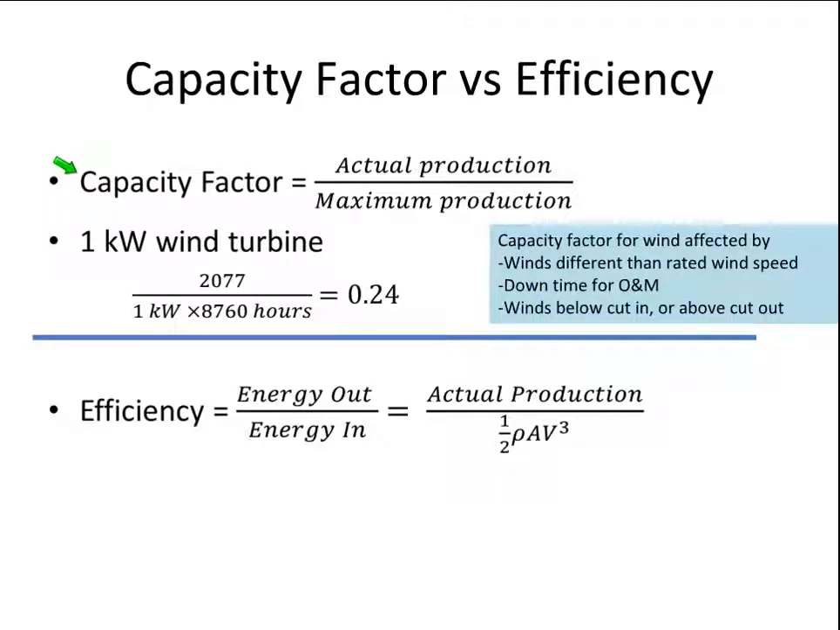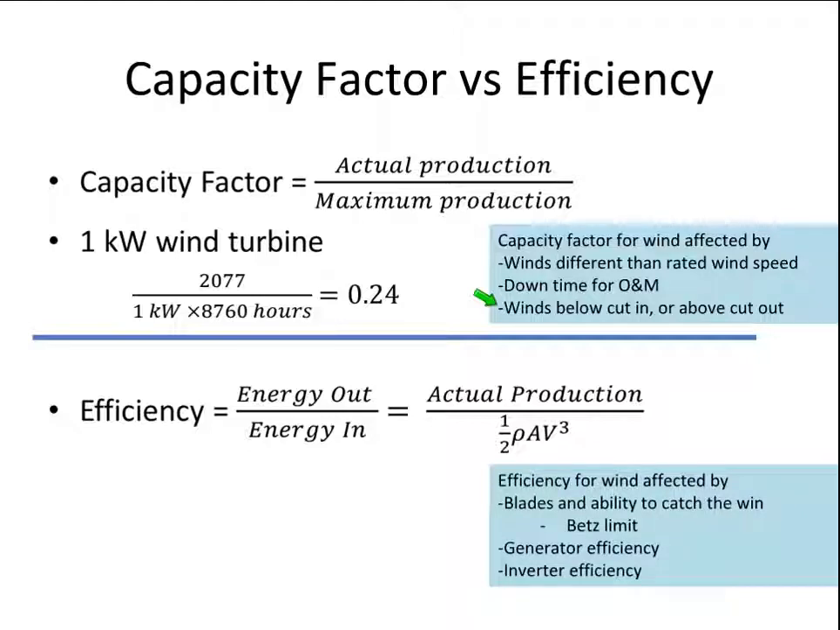Okay, things that affect capacity factor: winds that are different than the rated wind speed. Again, if you have a slower than rated wind speed, you're going to produce less power, so your capacity factor will be lower. Downtime for operation and maintenance, or winds below cut-in or above cut-out. You may have extremely high winds where the wind turbine is shut off, or basically its overspeed protection has kicked in, and those don't help your capacity factor.